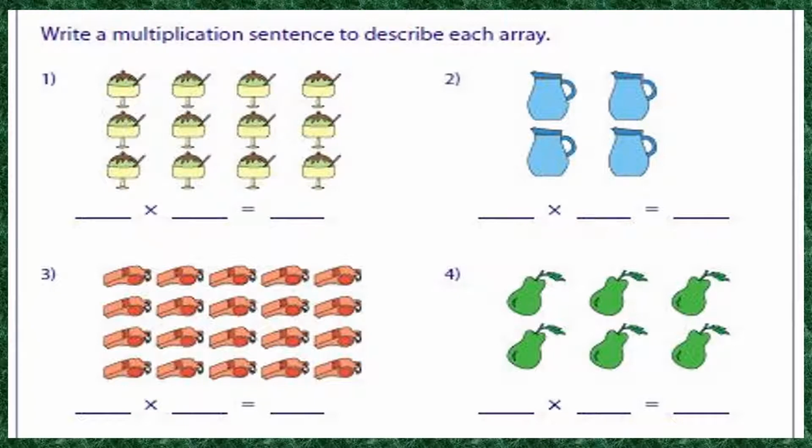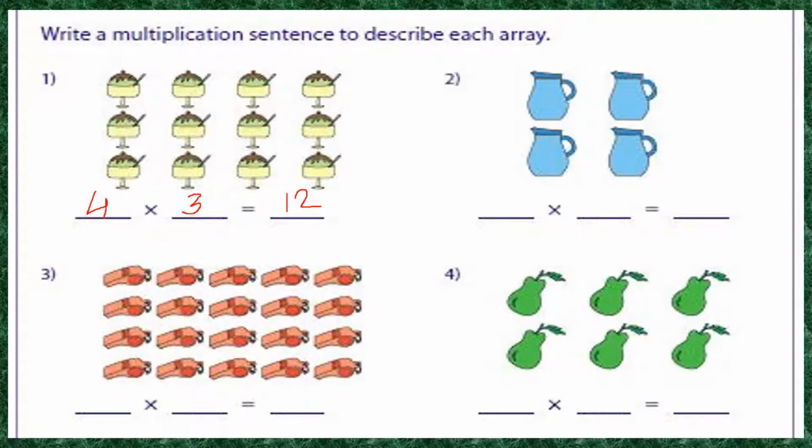Now children, here you have to show that multiplication is a repeated addition. We can see the pictures here and you have to write in a multiplication form to describe each one. In the first one, ice creams are there. How many groups are there? There are 4 groups, so first you write down the 4, and each group has 3 ice creams. So 4 into 3 is equal to 12. 4 3s are 12. You can count it: 1, 2, 3, 4, 5, 6, 7, 8, 9, 10, 11, 12.